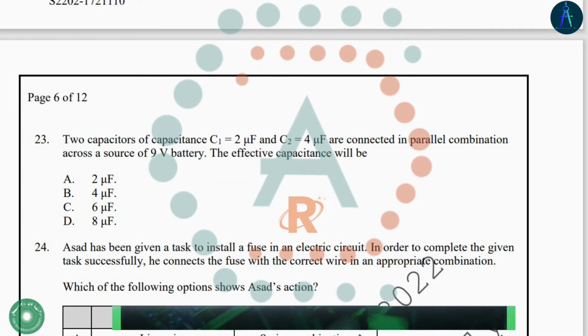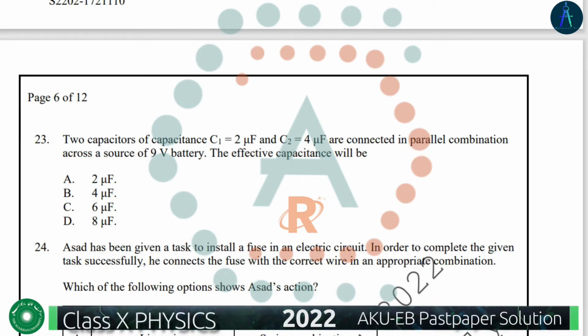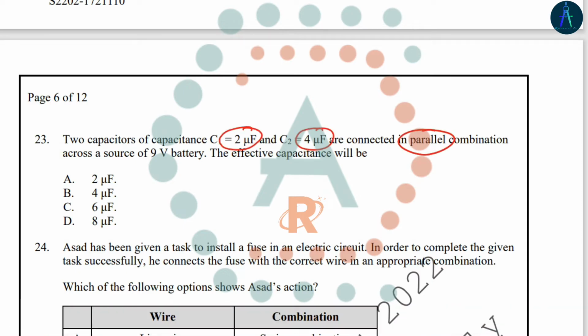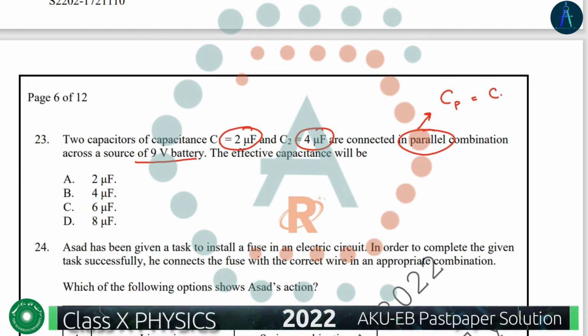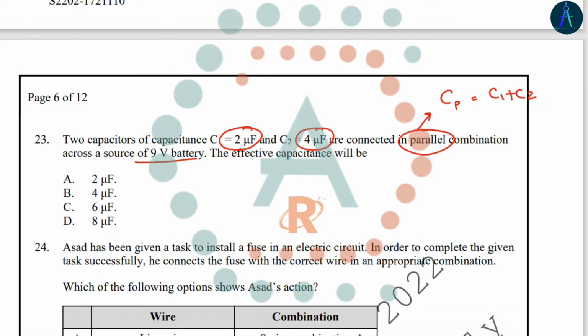Let's see question number 23 now. Two capacitors of 2 microfarad and 4 microfarad are connected in parallel combination across a 9-volt battery, and we have to identify the effective capacitance. In parallel, the total capacitance is given by C1 plus C2. So the total capacitance in this case will be equal to 6 microfarad. Option C is the right answer.